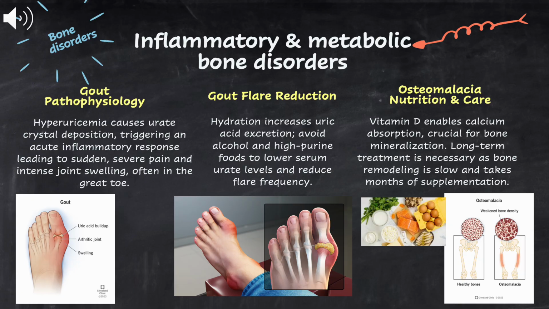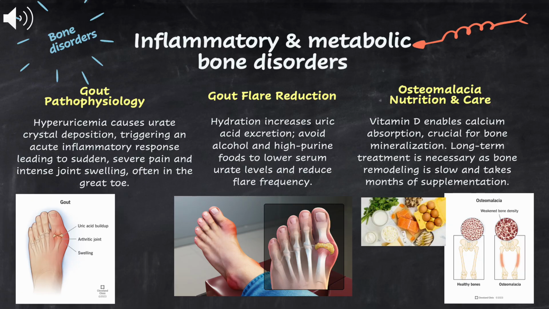First, gout pathophysiology. Gout develops due to hyperuricemia, elevated uric acid levels in the blood. When uric acid accumulates, it forms monosodium urate crystals that deposit inside joints. These sharp crystals trigger an intense acute inflammatory response, leading to sudden, severe pain, redness, swelling, and warmth. The great toe is the most commonly affected joint. For exams, remember, sudden severe joint pain in the great toe equals acute gout attack.